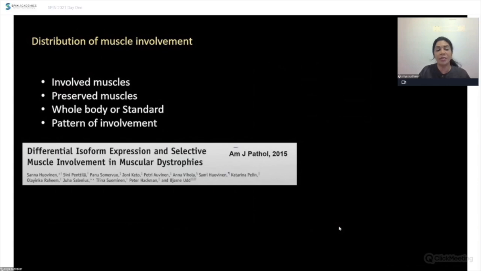So the next thing which we look at is the distribution of muscle involvement, in which you have to look at both the involved muscles as well as the preserved muscles. And why is there a selective involvement? It remained a mystery for a long time, and now we think that it is due to differential isoform expression during muscle development of the different genes which are involved in these diseases. And again, you have to do a whole body or a standard scan, and then you look at the pattern of involvement.